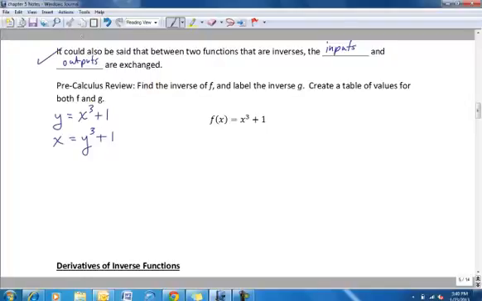Once you've done that, if you wanted to clean this up a little bit, you get negative sine x over cosine of x. And if you remember your trig identities, that is negative tangent of x. So x minus 1 is equal to y, the inverse.